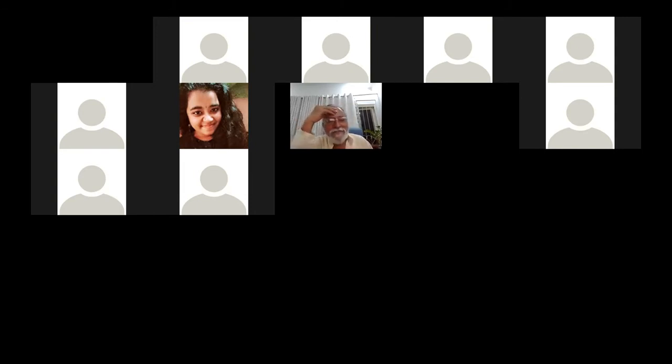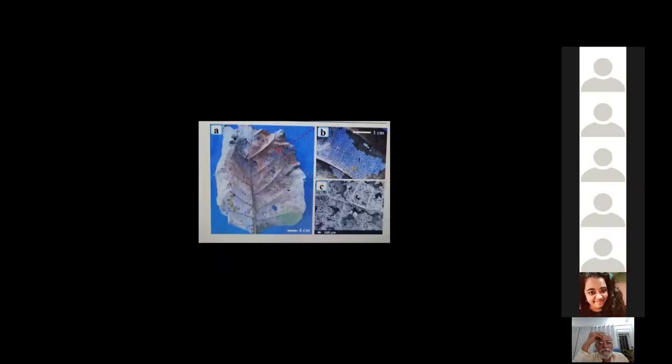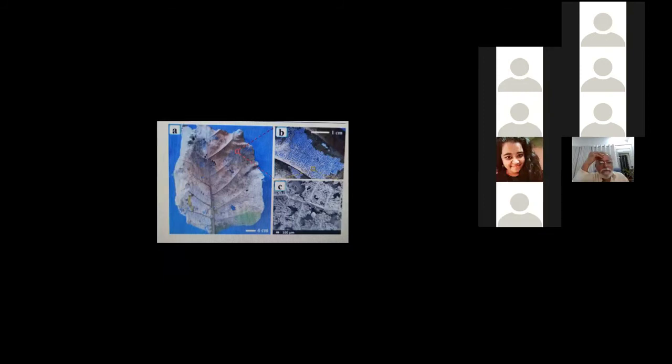How nice. Beautiful. So this is the leaf mesh. And also one more picture is there. And you have put it on the chat? No, sir. I have shared it. Can you see that? Yes.